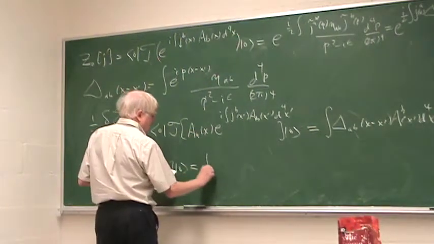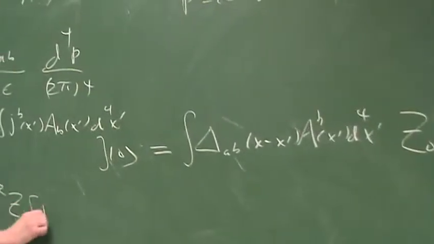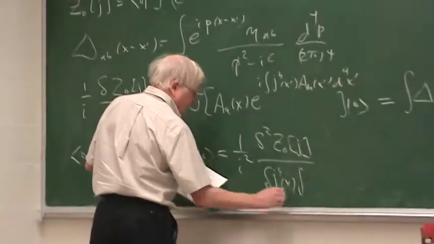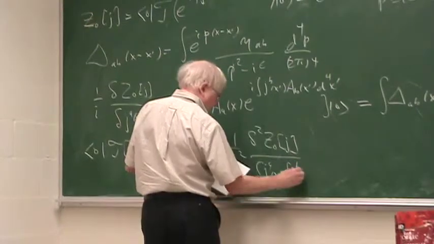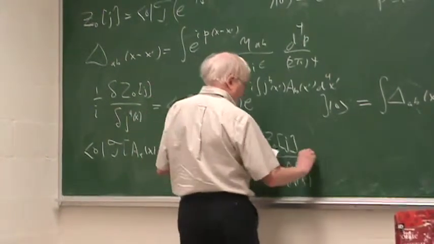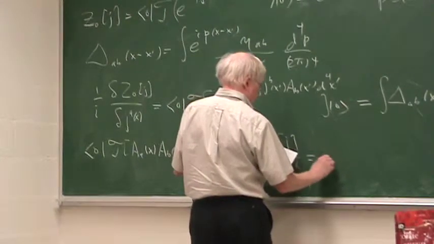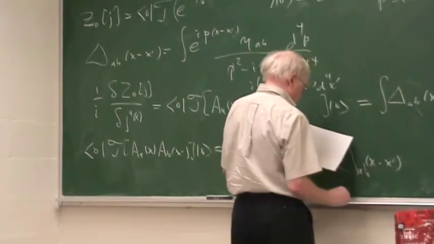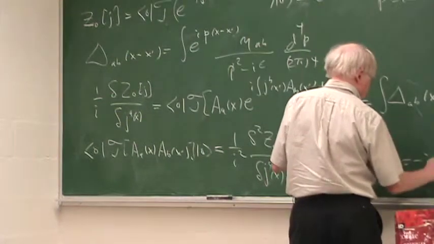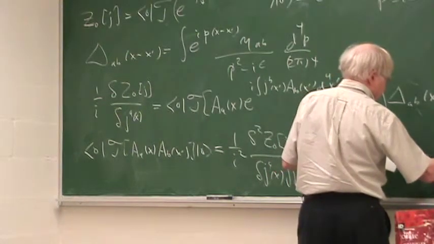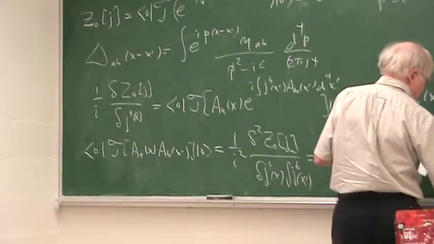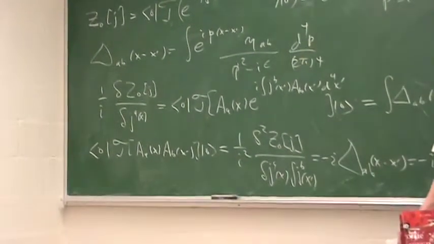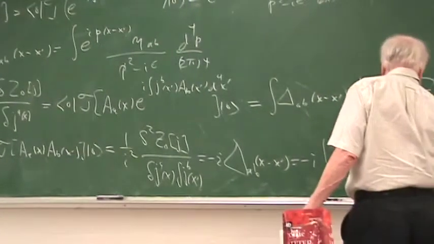is 1 over i squared, the second variational derivative of Z0 of J with respect to J_A of x, J_B of x prime, and that this is minus i delta_AB of x minus x prime, which is minus i integral e to the i p (x minus x prime) eta_AB over, well, I don't know if I have the right orders down, p squared minus i epsilon, d^4p over (2 pi)^4.